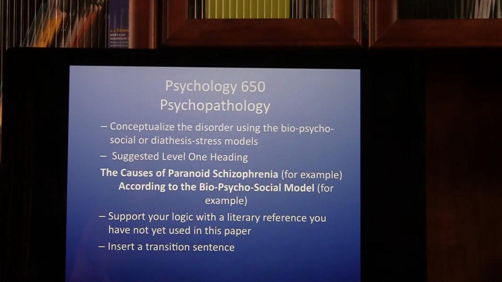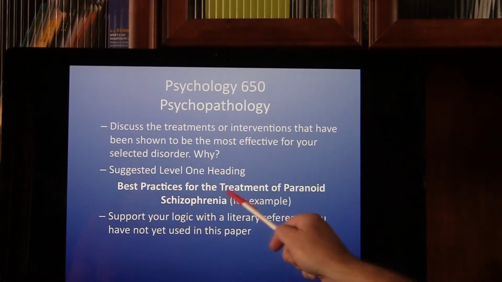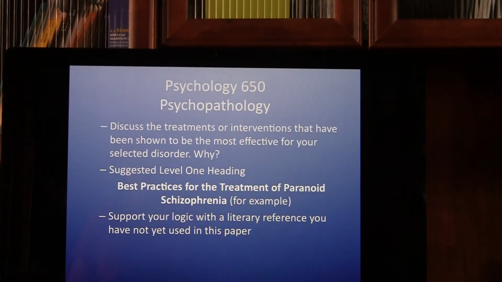And then give me a transition sentence from this objective into the next, which is discuss the treatments or interventions that have been shown to be the most effective for your selected disorder and tell me why. So your level 1 heading in this particular case would read best practices for the treatment of paranoid schizophrenia, for example. It could read best practices for the treatment of dissociative identity disorder, depending again on which one of those you decide to address in your paper. And then give me a literary reference for that particular objective that you have not used already in your paper.